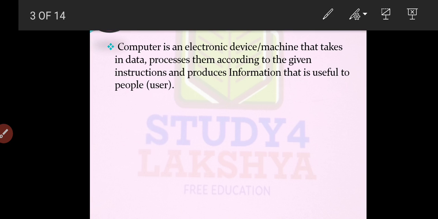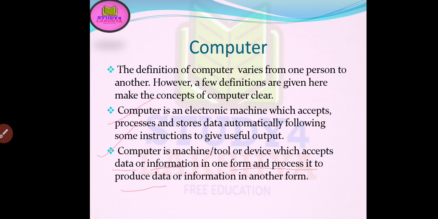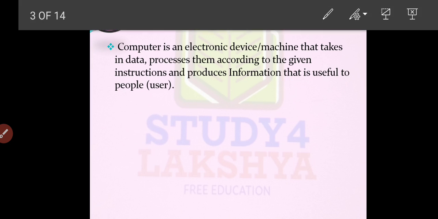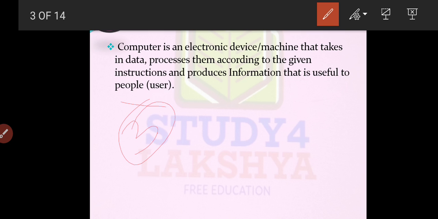Another definition I have written: a computer is an electronic device or machine that takes data, processes it according to given instructions and produces information that is useful for people. So in all these three definitions, one thing is the same. We are giving input, and it is processing. In input we are giving data or information, and the computer is processing. The CPU, central processing unit, is processing and giving output.